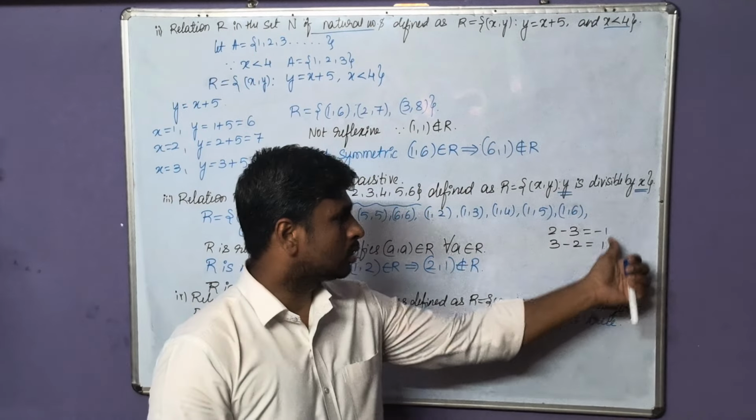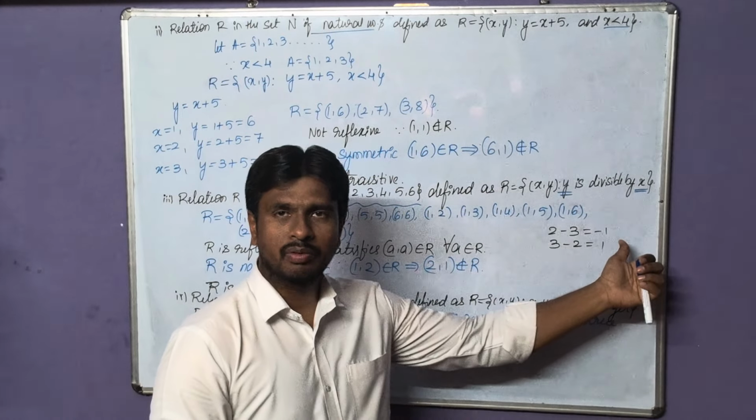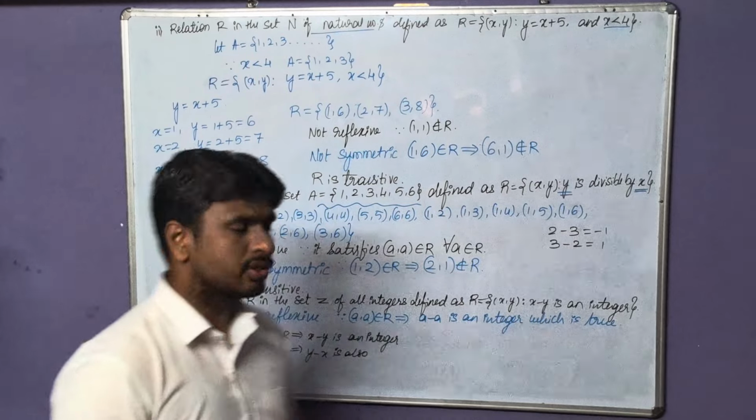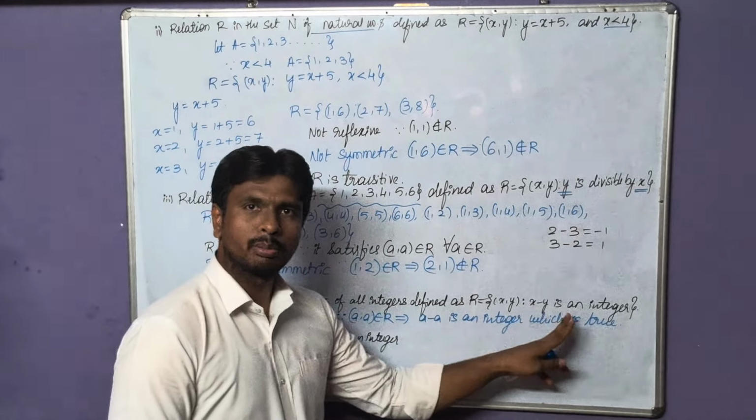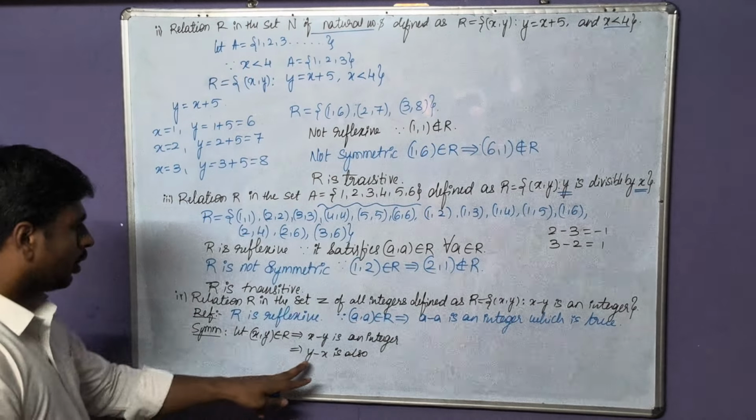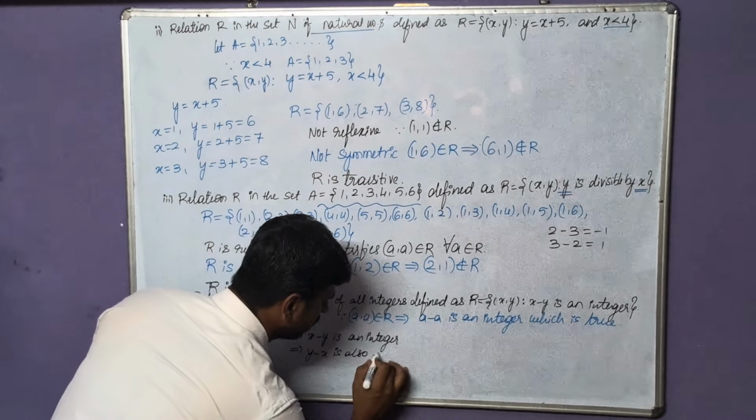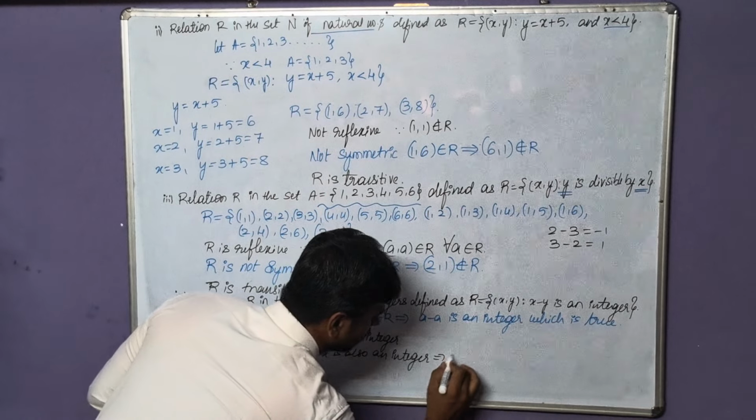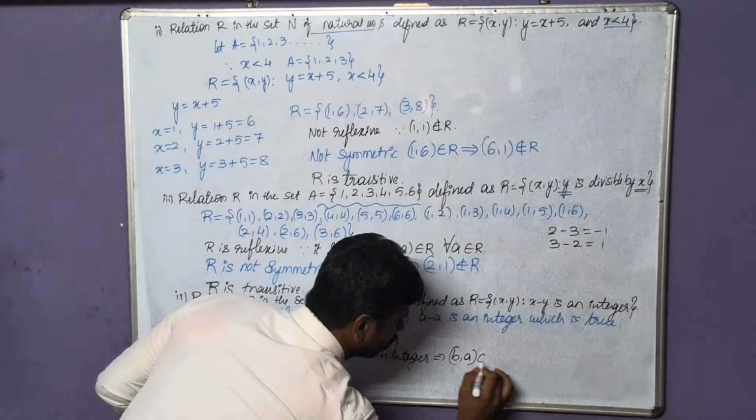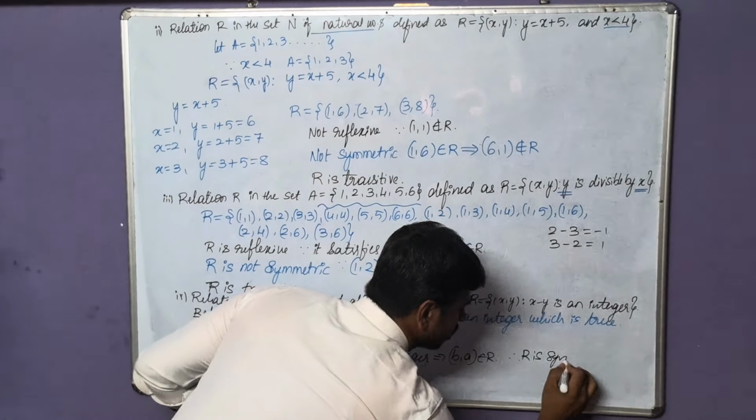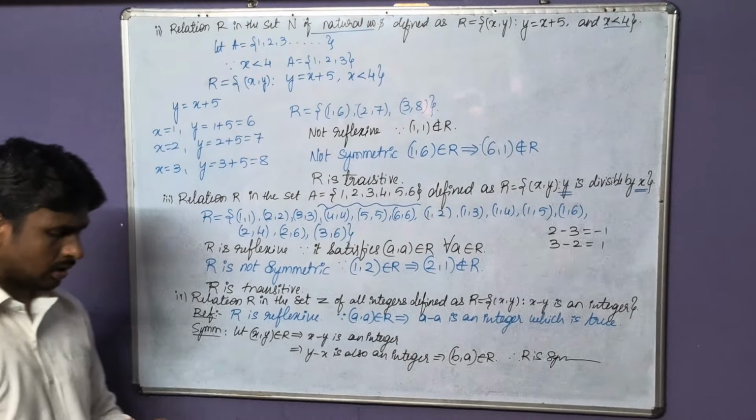We never bother about whether these two numbers are the same or not. Our intention is not to check whether these two are the same. Our intention is to check whether the difference between the two numbers is an integer or not. According to that, y minus x is also an integer, which means we can say that the pair b comma a also belongs to R. Therefore we can say that R is a symmetric relation. Clear? R is a symmetric relation.